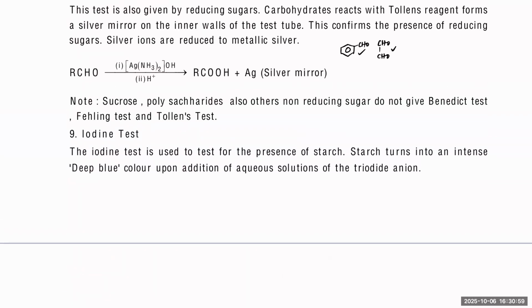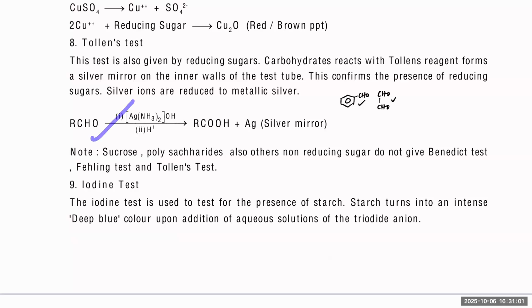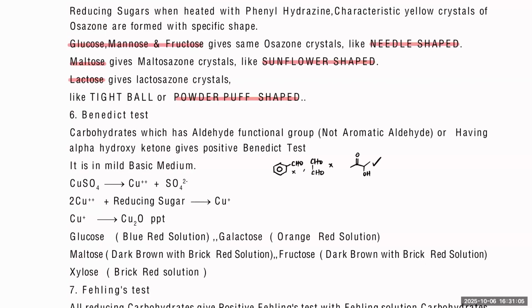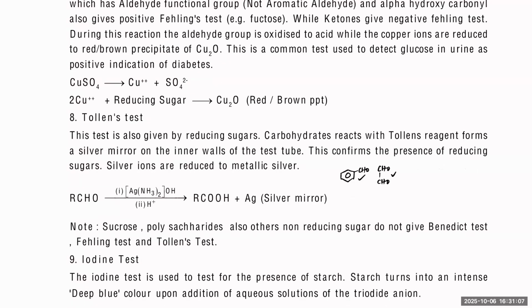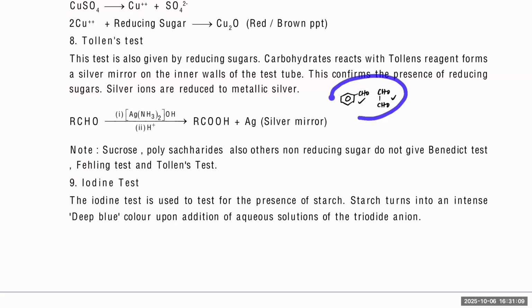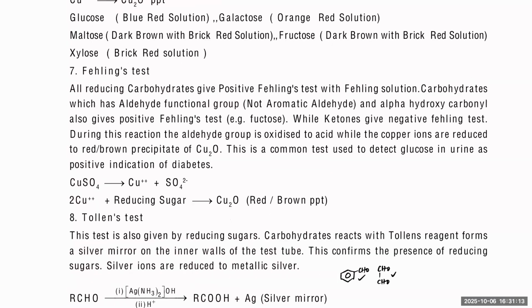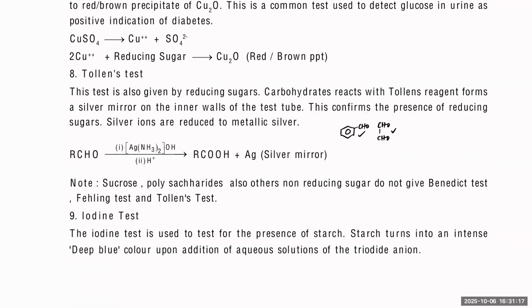Next, Tollens. Tollens is something which you have learned already. All the forms of aldehydes can give it. The only difference between Benedict, Fehling's and Tollens is that Tollens can give a positive test with benzaldehyde and glyoxal, but these two will not give a positive test with benzaldehyde and glyoxal.